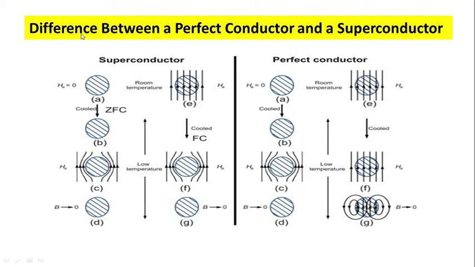The topic of today's discussion is the difference between a perfect conductor and a superconductor. On the left-hand side, the case of a superconductor is shown, and on the right-hand side, the case of a perfect conductor is shown. In the case of a superconductor, we have two cases, ZFC and FC, and similarly for a perfect conductor we have the same things.